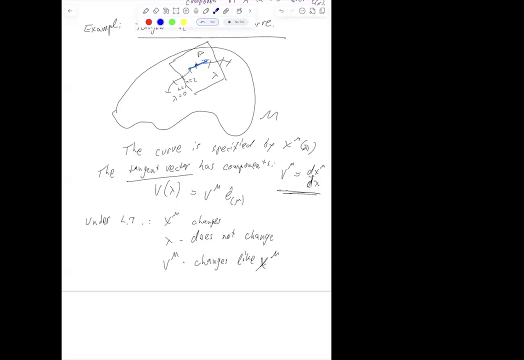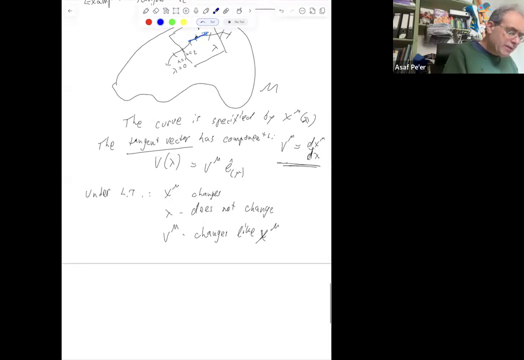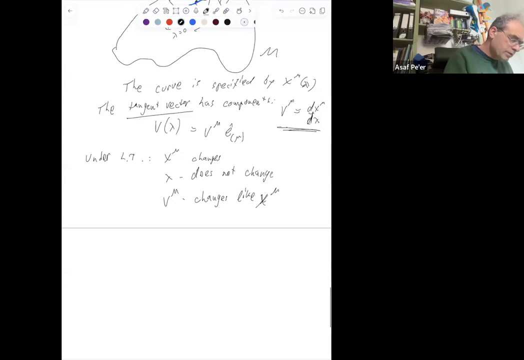What do you mean, how does the set transform? Okay, let's do that. I'm going to argue that the transformation law of this set cannot be the same as the transformation law of the vectors. So let's do that now. Transformation law of basis vectors.